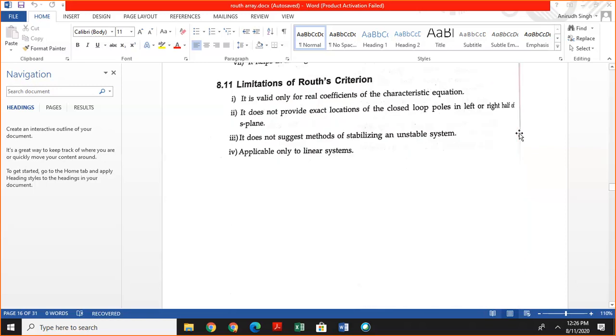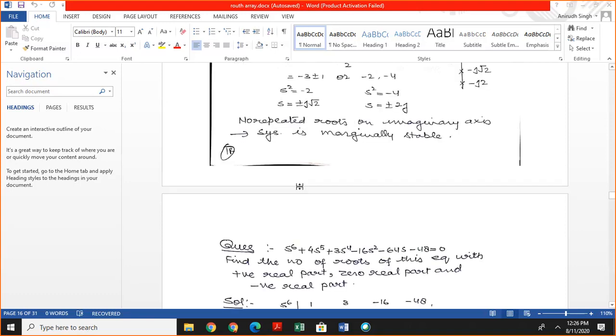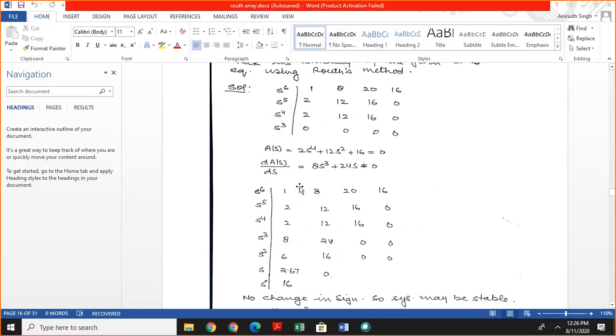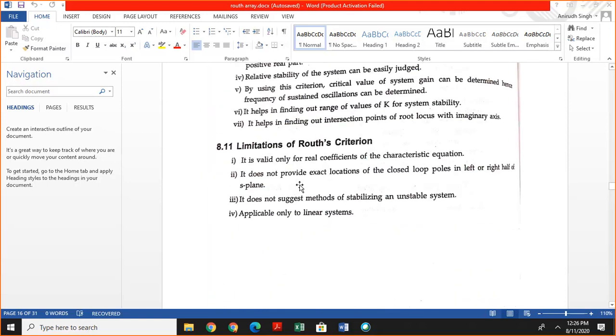Limitation of Routh criteria. It is valid only for real coefficients of characteristic equation, and it does not provide exact location of closed loop poles in the left half or right half of S plane. And this method does not suggest the method of stabilizing an unstable system, and root criteria is applicable only to linear system. These are the limitations of root stability.